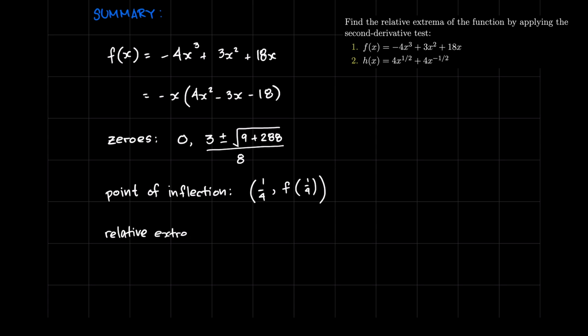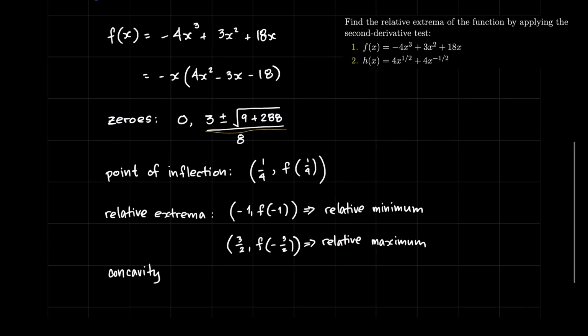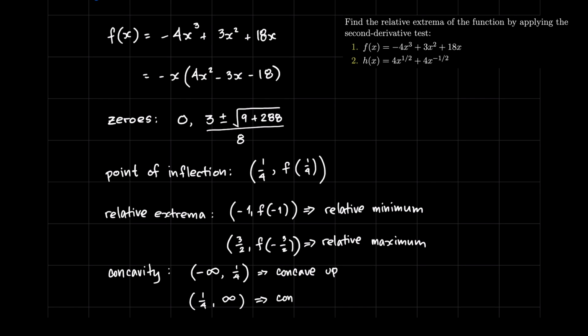The relative extrema are negative 1, f of negative 1, which is a relative minimum, and 3 halves, f of 3 halves, which is a relative maximum. Sa open interval na negative infinity to 1/4, concave up yung direction ng graph. Sa open interval na 1/4 to positive infinity, concave down naman si graph natin.